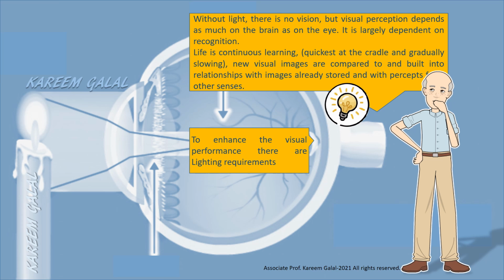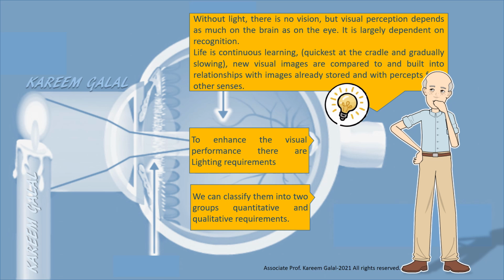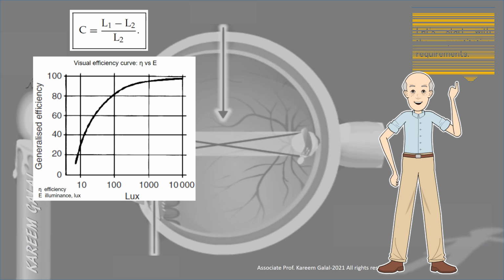To enhance the visual performance, there are lighting requirements. We can classify them into two groups: quantitative and qualitative requirements. Let's start with the quantitative requirements.